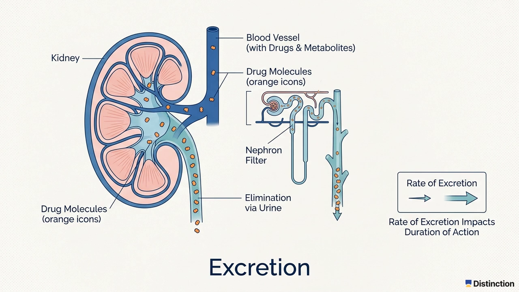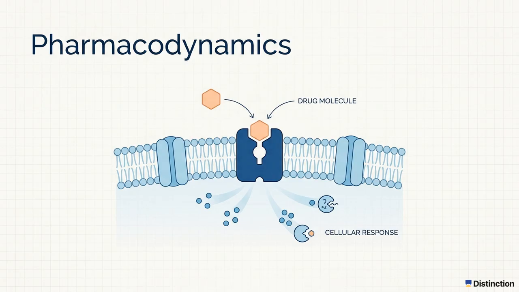Drugs and their metabolites are eliminated from the body primarily through the kidneys, although other routes such as bile, sweat, and breath can also be involved. The rate of excretion can affect the duration of drug action. Now let's shift our focus to pharmacodynamics, which deals with what the drug does to the body.